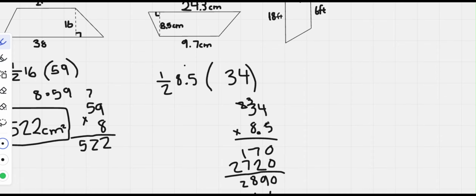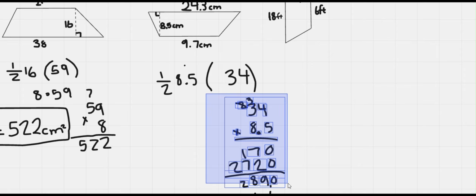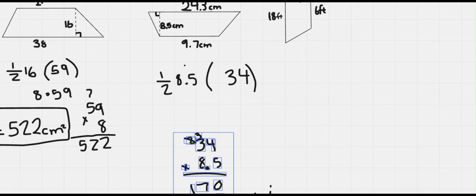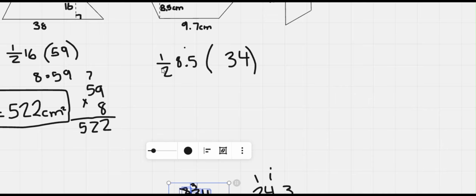And we just count how many digits are behind the decimal places. Here we only see one digit behind the decimal place. So that's what we're going to put there. 289 is our answer. Now when we multiply, it doesn't matter what order we multiply in. We can go from left to right. Here we started with these two.